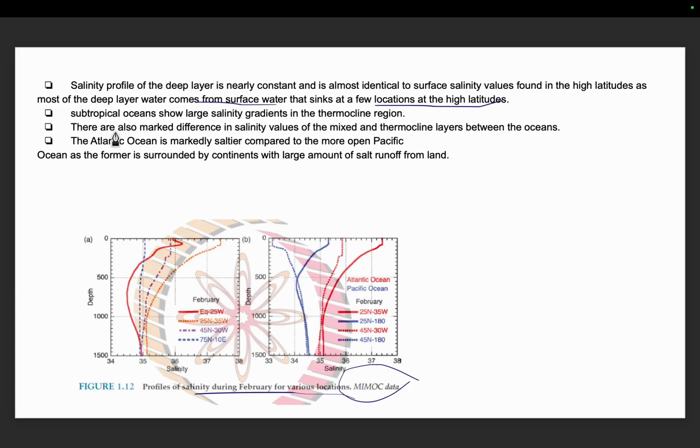There are also marked differences in the salinity values of the mixed and the thermocline layers between the oceans. The Atlantic Ocean is remarkably saltier compared to the more open Pacific, because the former is surrounded by continents with a large amount of salt runoff from the land.